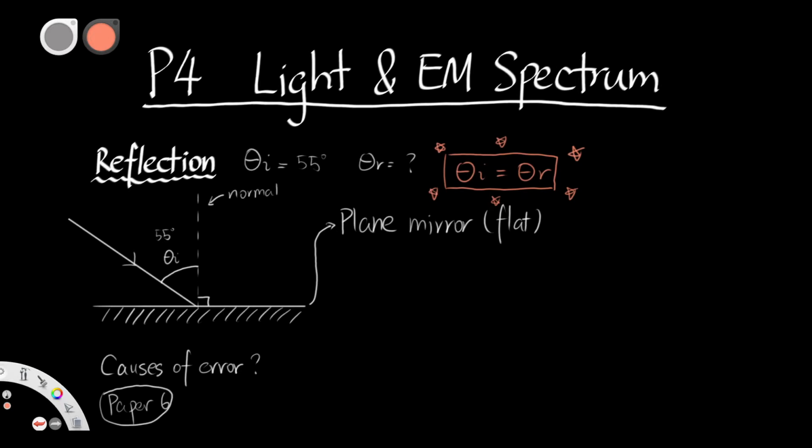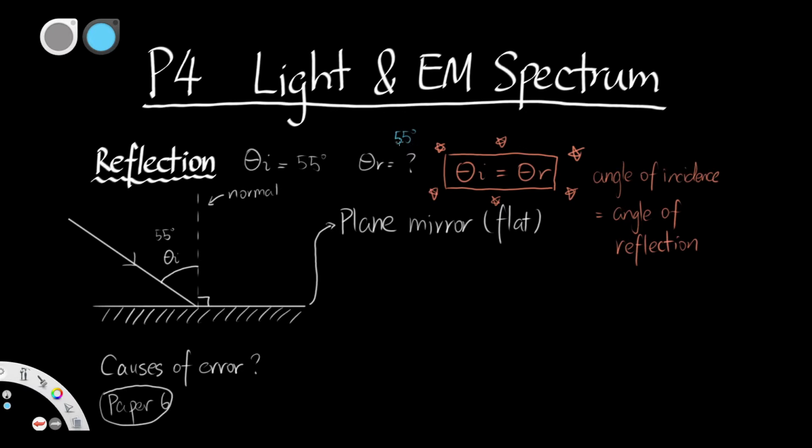And why is that important? Because it's on the syllabus itself. So you must know this. You must know that the angle of incidence is equal to the angle of reflection. And that's something you have to remember. Well, we kind of already solved the second problem because we know that the angle of incidence is 55 degrees, so the angle of reflection has to be 55 degrees as well.